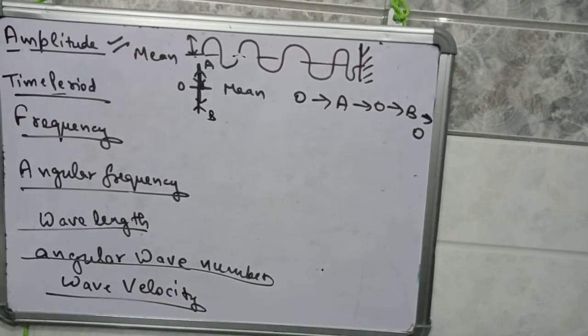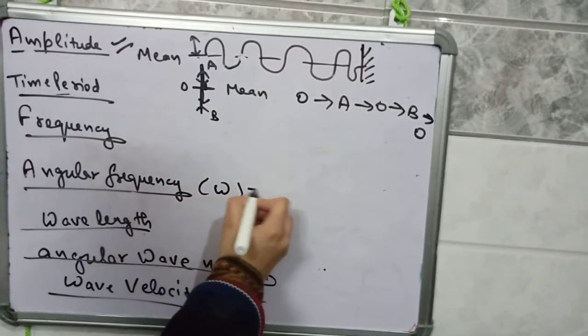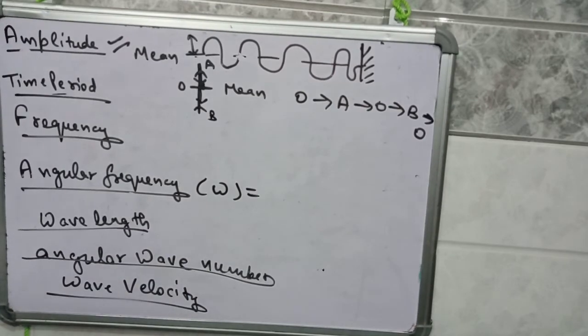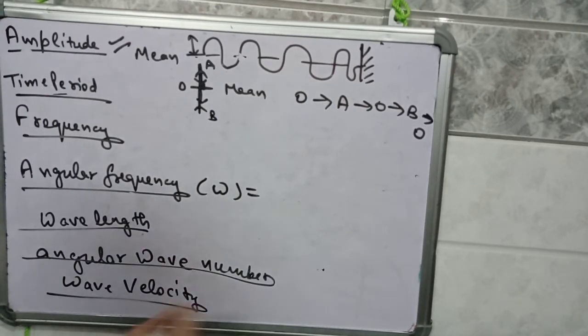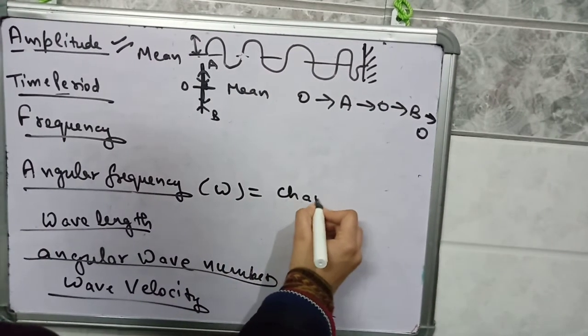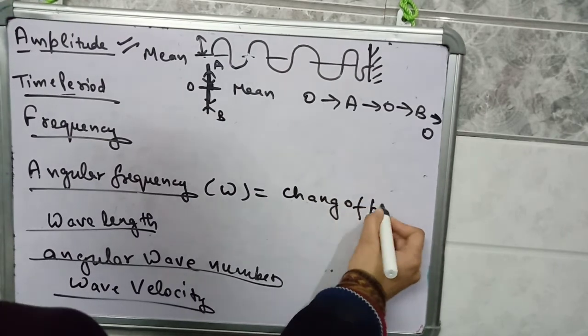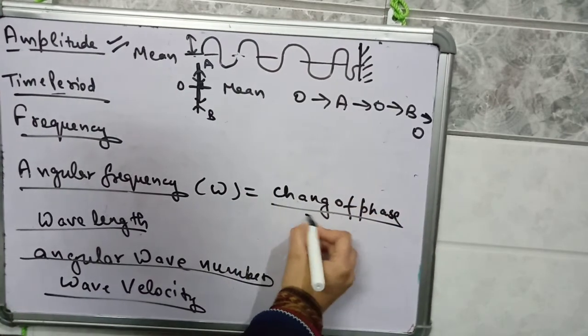Next is angular frequency. So what is angular frequency? Angular frequency is denoted by omega. So it is change of phase with time. Okay, change of phase with time divided by time.